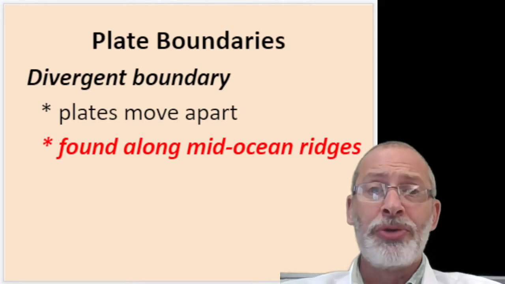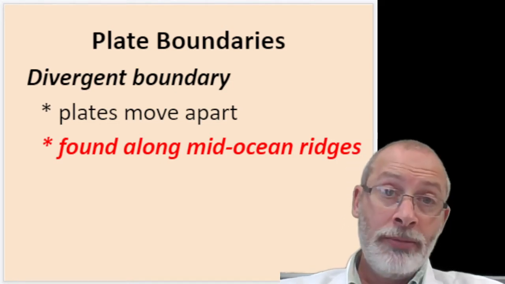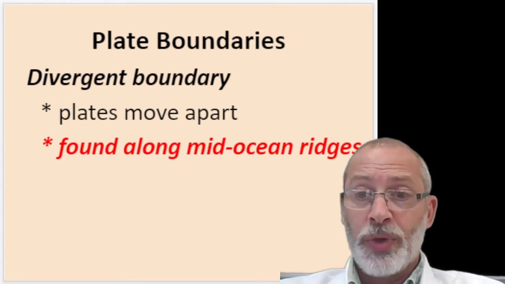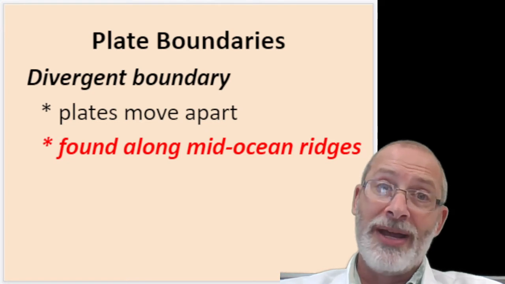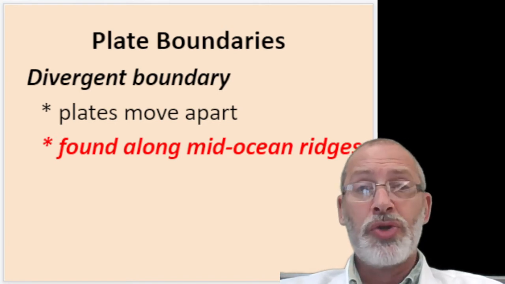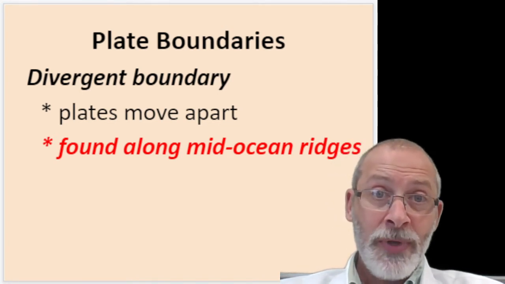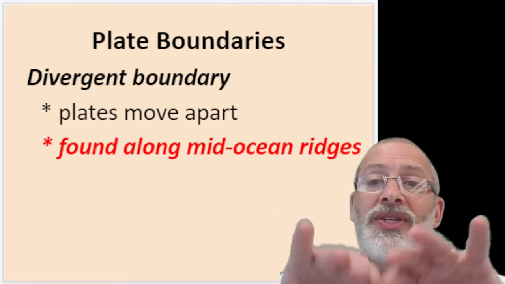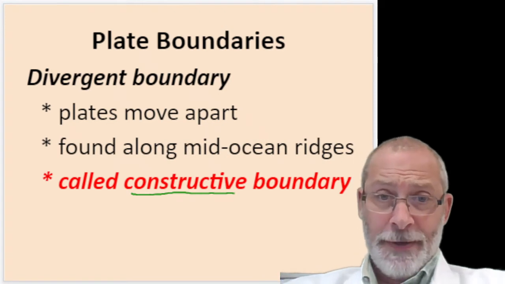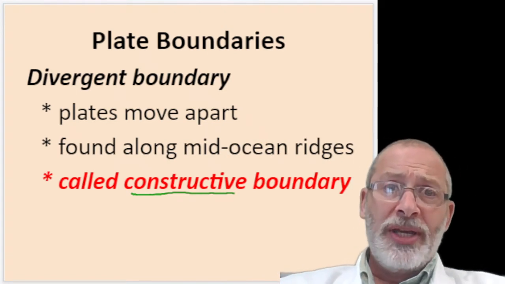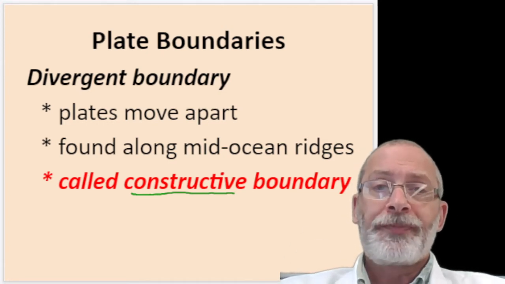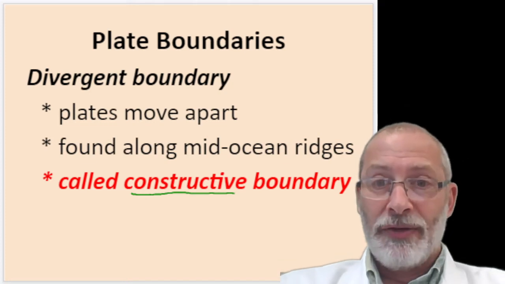So divergent boundaries are typically found along mid-ocean ridges, like the one in the Atlantic Ocean, which extends from the North Pole all the way down to Antarctica. The entire Atlantic Ocean has a mid-ocean ridge submerged beneath it, which has this continuous conveyor belt-like motion in opposite directions. Now, divergent boundaries are also called constructive boundaries.